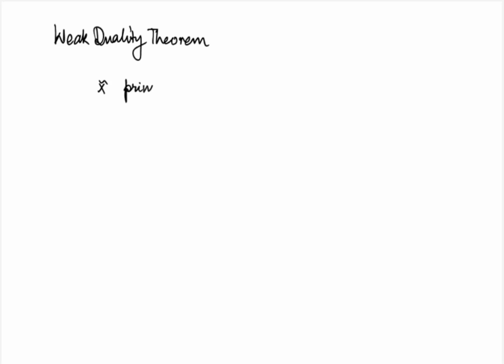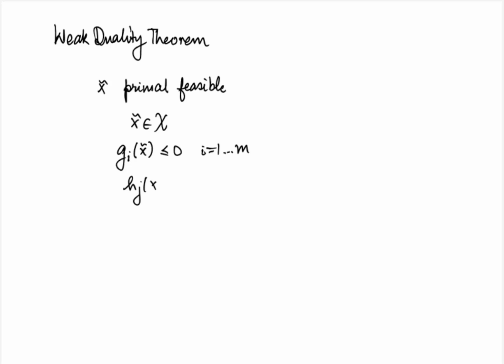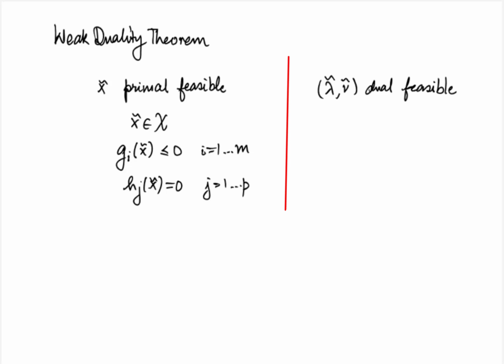Let x tilde be any feasible solution, that is the one that belongs to calligraphic X, and satisfies g_i of x tilde less than or equal to 0 for all i from 1 to m, as well as h_j of x tilde equal to 0 for all j from 1 to p. Likewise, let lambda tilde and nu tilde be dual feasible solutions, that is lambda tilde_i is greater than or equal to 0 and lambda tilde comma nu tilde are in the domain of q.